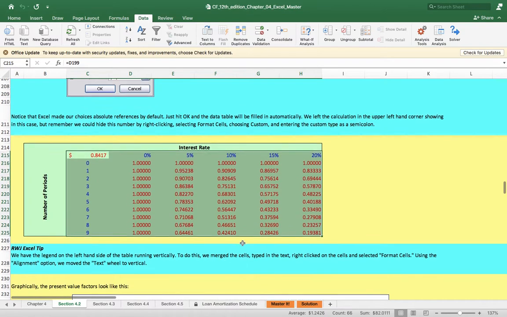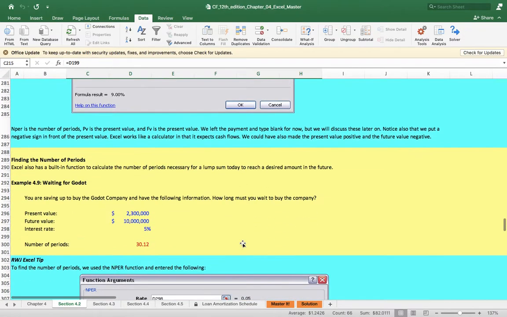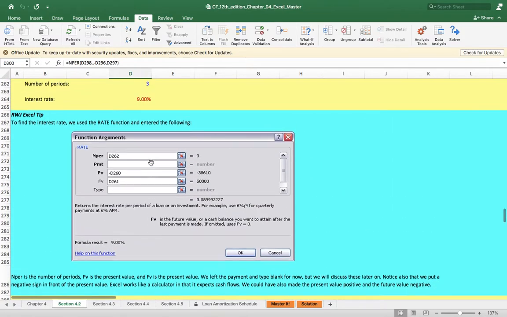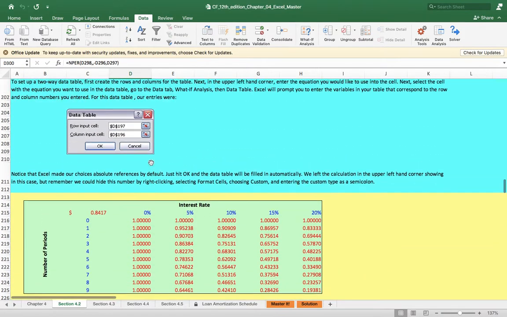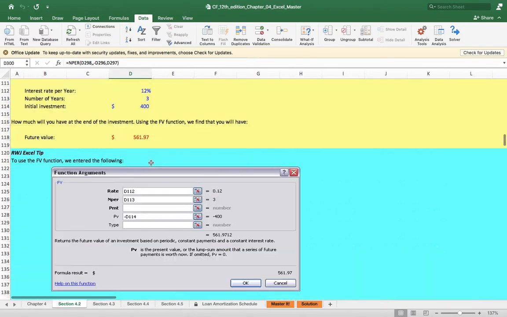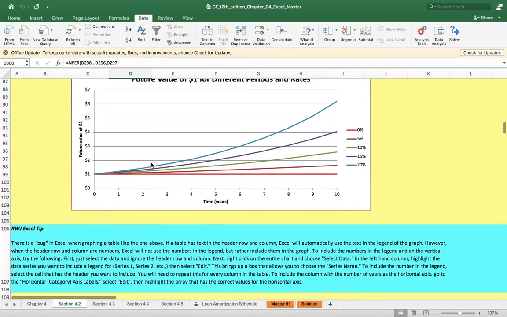You can calculate the future value in the same way. How can you calculate the future value? Simply, present value is 2300, future value is 10. These are the calculations of future value using the number of periods. All this we explained already. Just let me explain the future value table, then we'll go to the Excel functions.